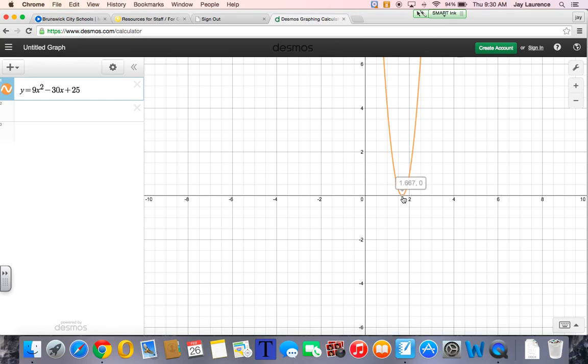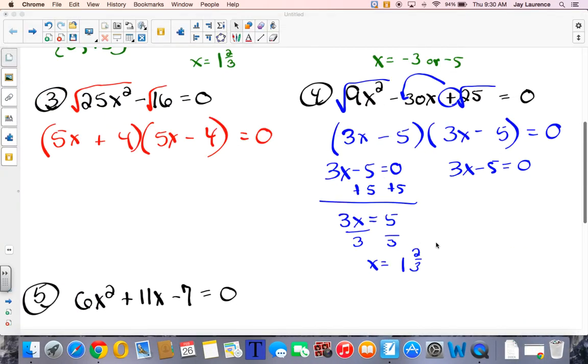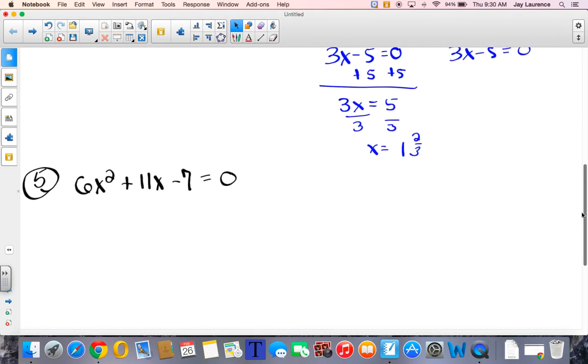Okay, now, look at this. 1.6 repeating, or 1 2/3. Yeah, pretty cool. All right, yeah, I'm a math geek. I know it. And I get so excited about this stuff. I think it's so cool.